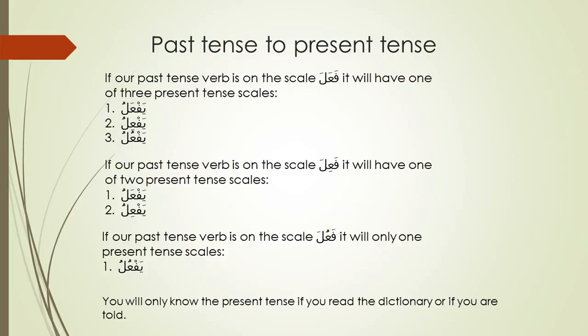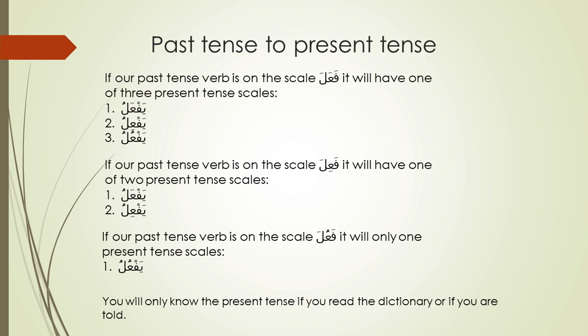Here it's a little bit simpler, as I mentioned. I'll just read through it. If our past tense scale is on the scale fa'ala, fatha on the ain, it will have one of 3 present tense scales. Yaf'alu, yaf'ilu, yaf'ulu. Pay attention to the ain. The ain has a fatha in the first, a kasra in the second, a dhamma in the third.